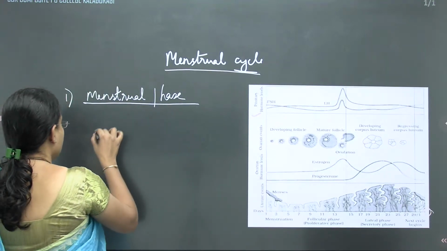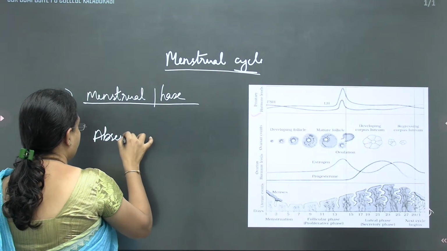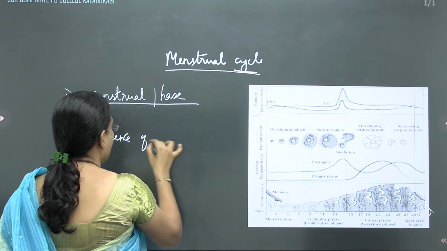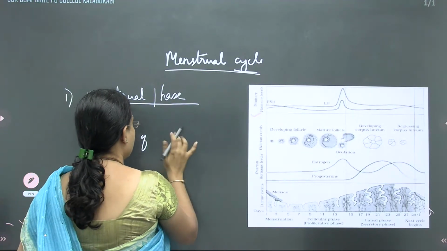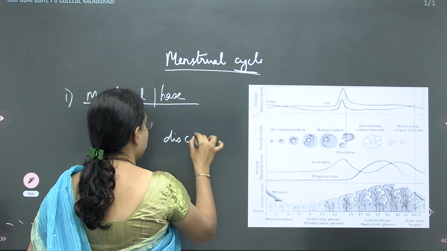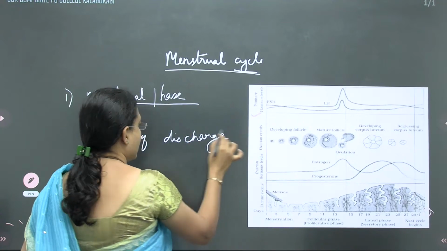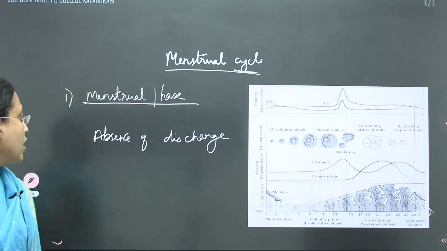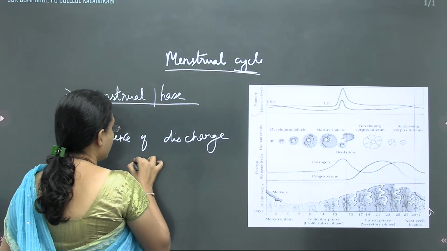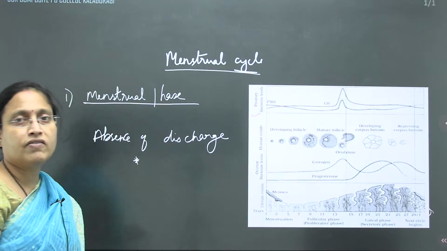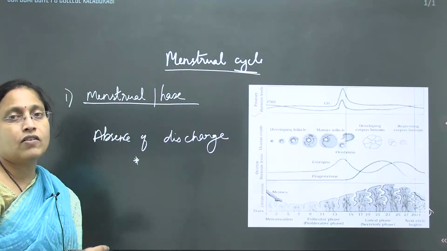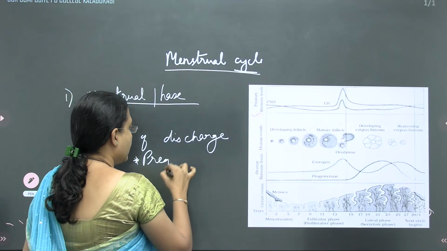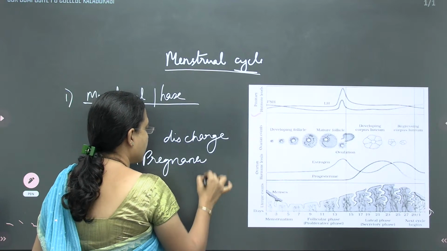Okay, so in which conditions will there be no discharge? Absence of menstrual discharge will be due to certain conditions. Amenorrhea, or lack of discharge, will be there during pregnancy. So lack of discharge can indicate pregnancy.